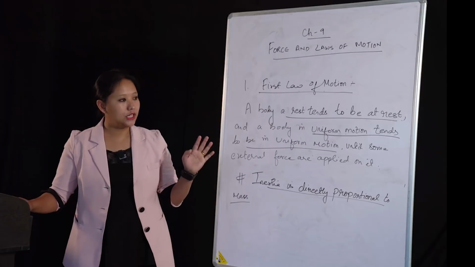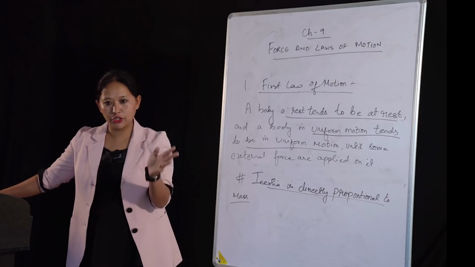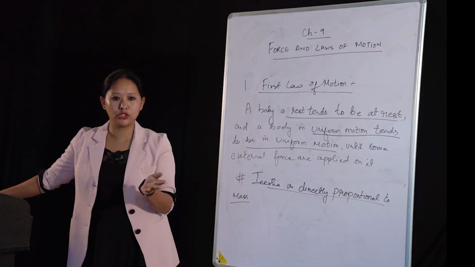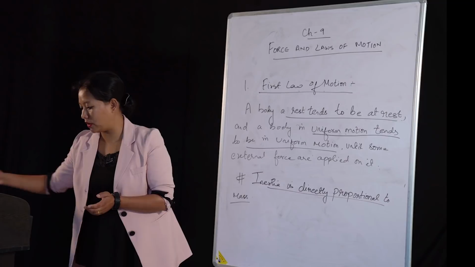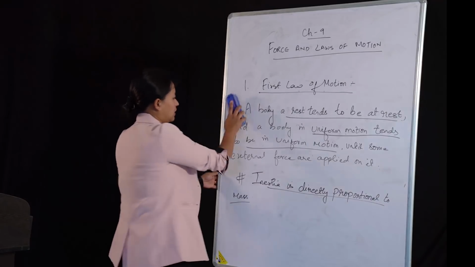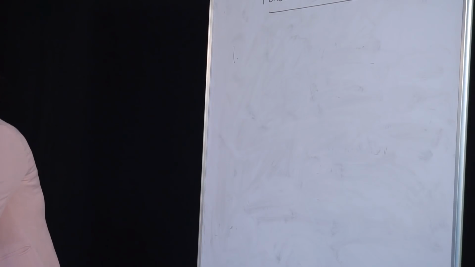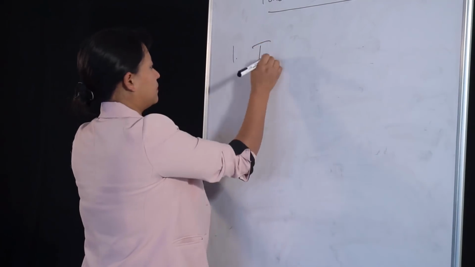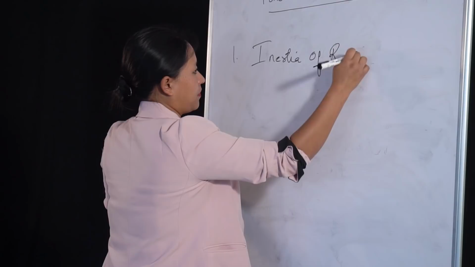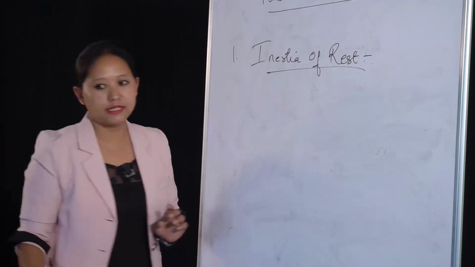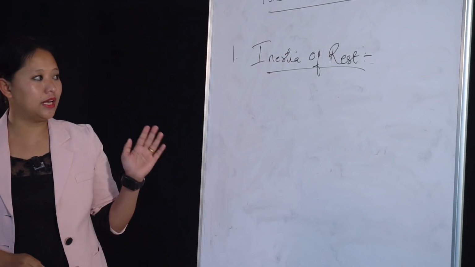Basically, there are three categories of inertia: inertia of rest, inertia of motion, and inertia of direction. Let us see them one by one. The first one is inertia of rest. So what is inertia of rest? Inertia of rest is nothing but the tendency of a body to remain at rest.